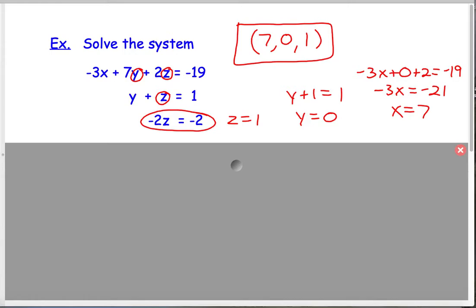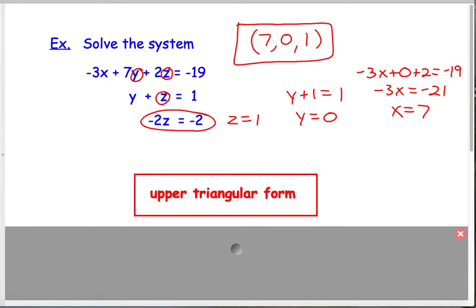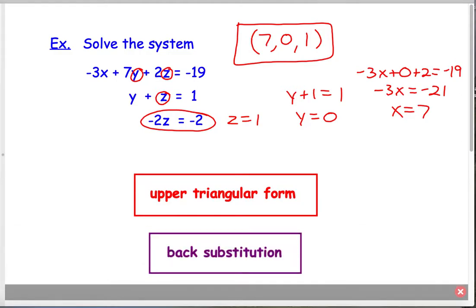Now that's really easy, and I understand that. And so if we can put our systems into this form, which is called upper triangular form, then we can simply use back substitution to solve our system. So that's going to be our goal. Our goal is to get our system into this upper triangular form, and then we can work backwards and solve for each of our variables.